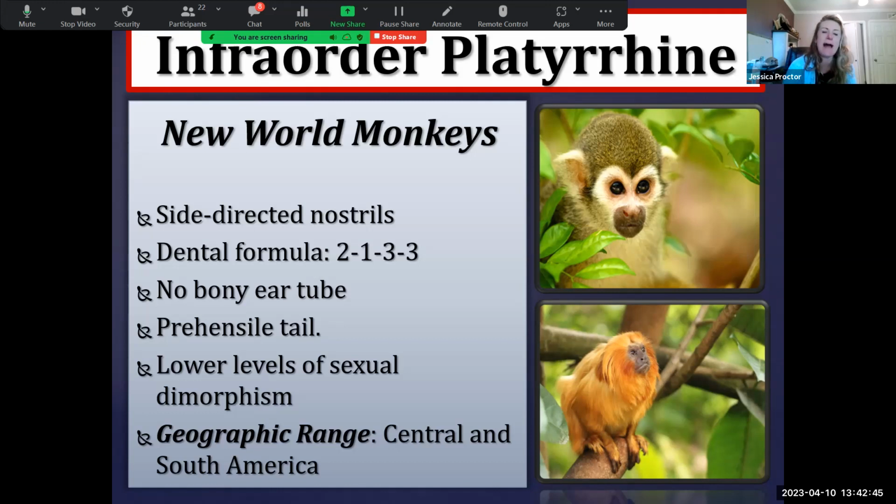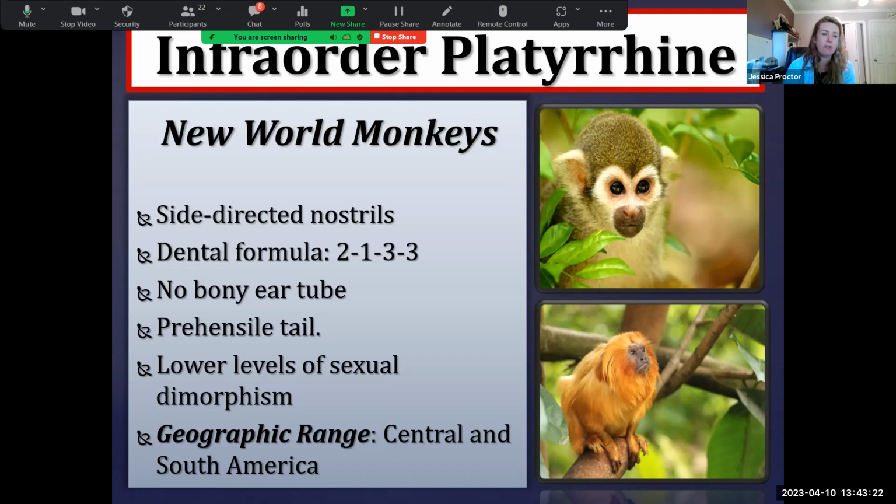The platyrhines do not have the bony ear tube. The bony ear tube looks kind of like a little straw leading up to the external auditory meatus. That's essentially the ear hole. Most of the New World monkeys, though not all, have a feature called the prehensile tail. The word prehensile means grasping ability. I'll show you a video in a moment, but the prehensile tail allows them to use their tail as basically a fifth hand. That's an arboreal adaptation that makes them more effective at locomoting in the trees.